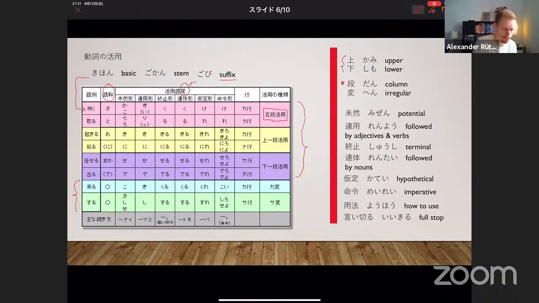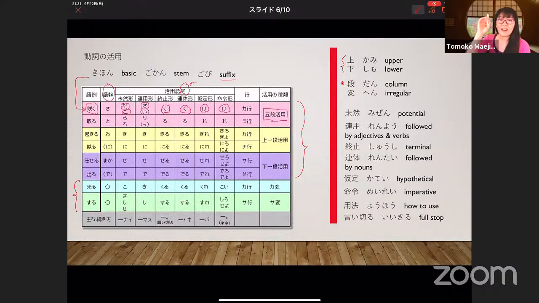So godan katsuyou means you have 5 steps of conjugation, 5 columns. Let's see. Saku is to bloom. And then you have ka, ki, ku, ke, ko. So it conjugates in the 5 vowels.